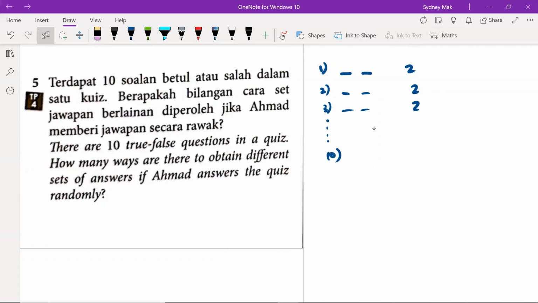So isn't it, we take 2 times 2 times 2 times 2 times 2 for 10 times. So when you multiply a number repeatedly, that can be written in terms of index, 2 to the power of 10. Therefore, 2 to the power of 10 is 1024. That's it. We found the answer for question number 5.